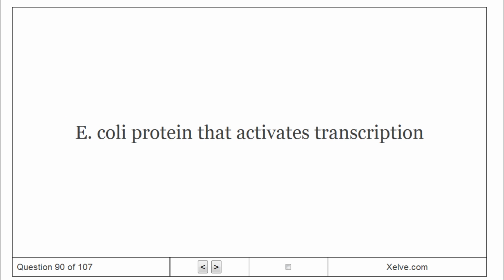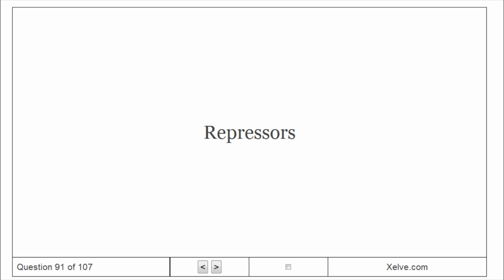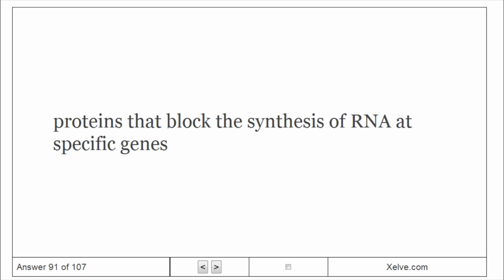E. coli protein that activates transcription: cAMP receptor protein increases the transcription of genes coding for enzymes that metabolize sugars other than glucose when cells are grown in absence of glucose. Repressors: proteins that block the synthesis of RNA at specific genes.